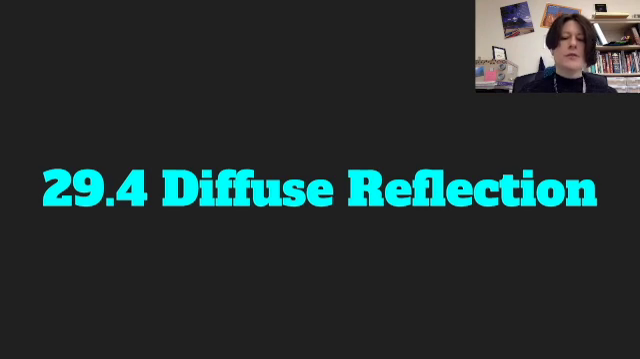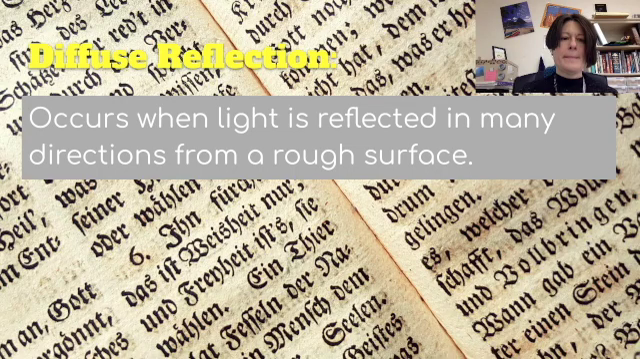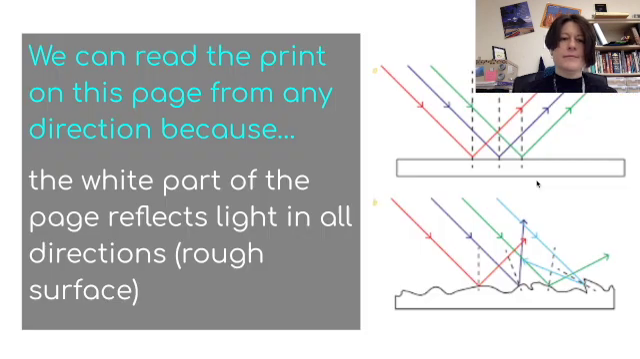There's also diffuse reflection. Diffuse reflection occurs when light is reflected in many directions from a rough surface. And in fact, we can read the print on the page of paper that you're looking at from any direction because the white part of the page reflects light in all directions from a rough surface. Go ahead and copy these two diagrams down.